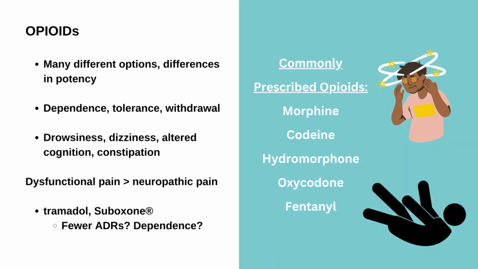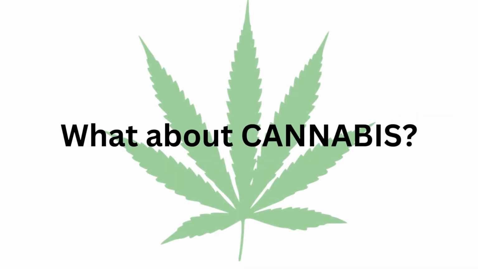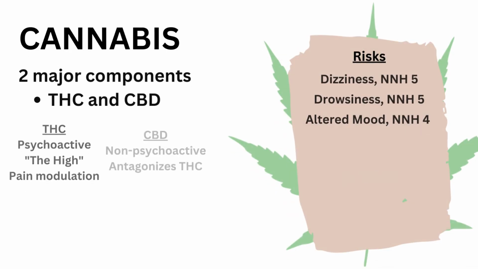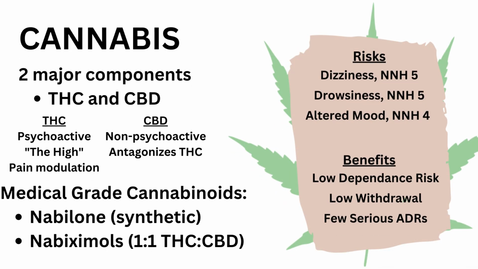So leading off from here is a good time to bring up cannabis. So what is cannabis's role in the treatment of pain? Before we jump into that, I think it's important to get a basic understanding of what cannabis is. So cannabis is a plant, and among many other components, its two major components that we want to look at today are THC and CBD.